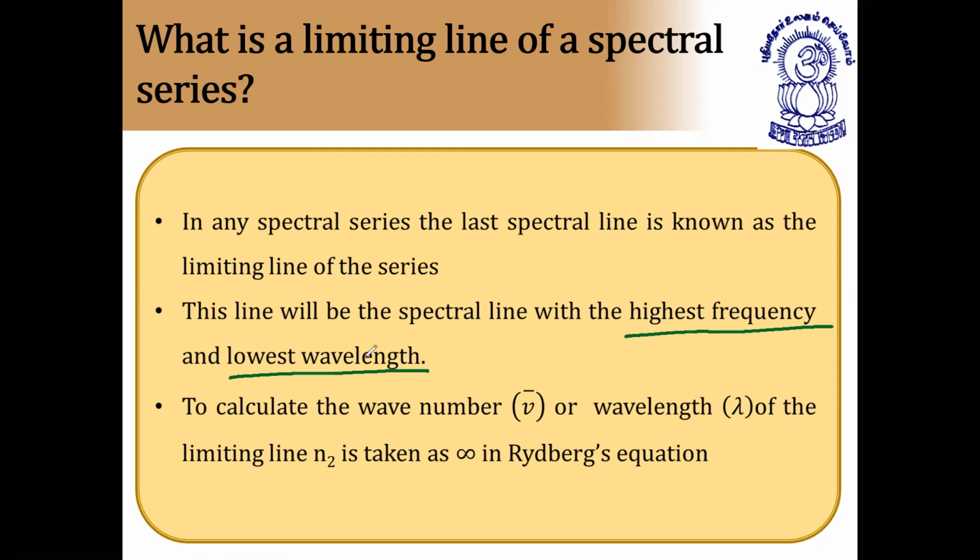To calculate the wave number or wavelength lambda of the limiting line, n2 is taken as infinity in Rydberg's equation. For any series, n2 should be taken as infinity. For the Lyman series limiting line, n1 is equal to 1, n2 is equal to infinity. Similarly, for the Balmer series, n1 is equal to 2, n2 is equal to infinity, and so on. A limiting line will have the highest frequency and lowest wavelength. That is the most important point.